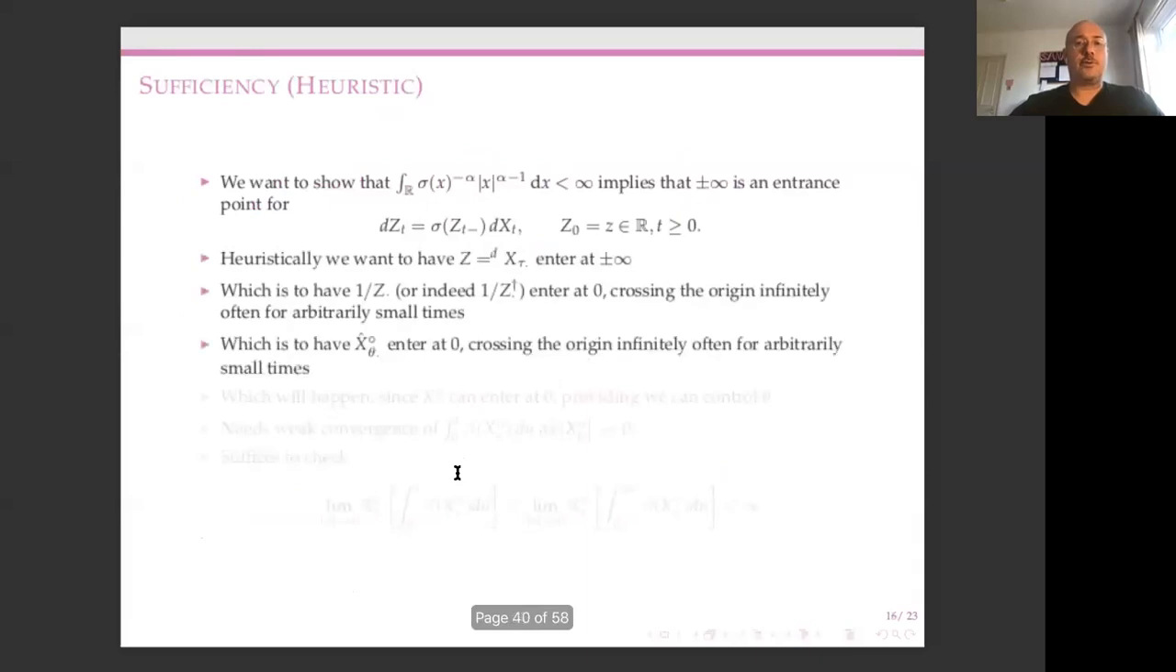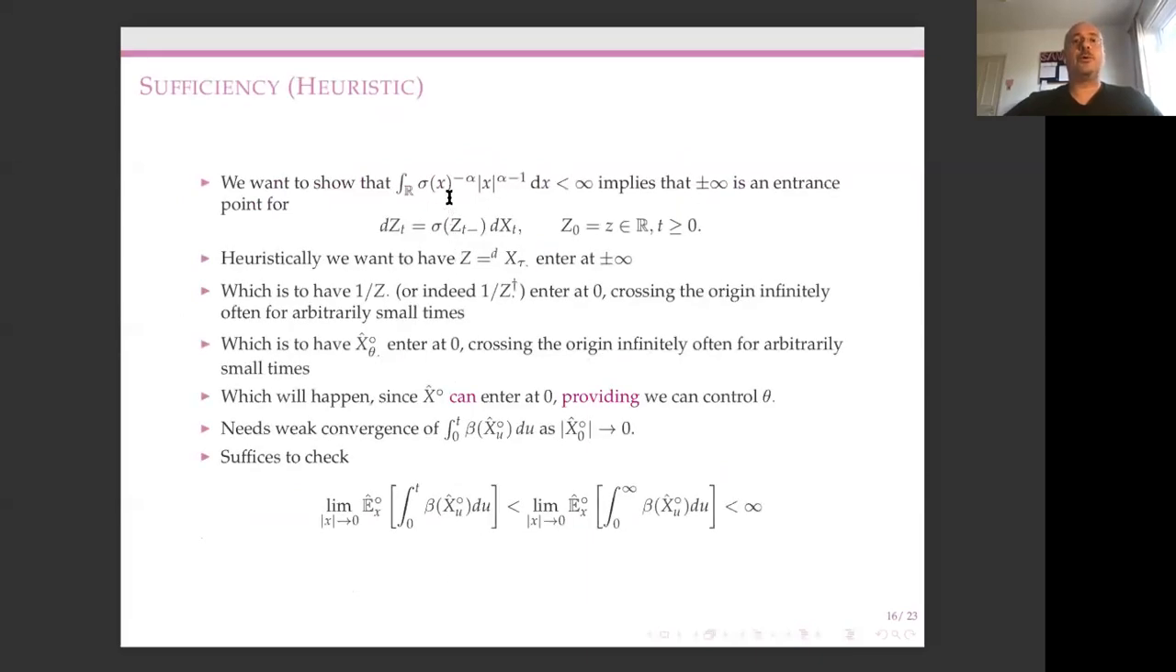Okay, so let's run through heuristically the proof that this integral test, which appeared in the theorem, implies that plus minus infinity is an entrance point for the weak solution to this SDE. As we said on the previous slide, Z is equal in law to time changed x. That's this bullet point here. It's rather difficult sometimes to point things out. I'm so sorry, I'm a bit chaotic. So Z is equal in law to time changed x.